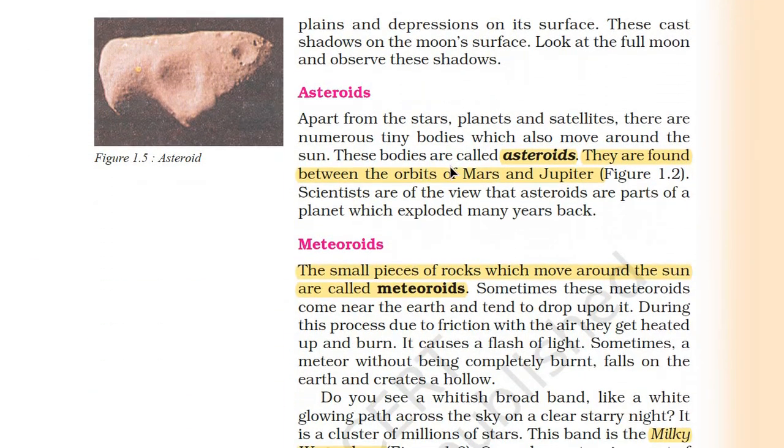Then we have 2 different terms which are often confused, asteroids and meteoroids. What are asteroids and what are meteoroids? Let's have a quick look. Asteroids are found between the orbits of Mars and Jupiter. Till Mars we have the inner planets, and from Jupiter those are the outer planets. In between Mars and Jupiter there is a huge gap, a huge stretch, and there a few bodies which revolve around the sun are called asteroids. And what are meteoroids? The small pieces of rocks which move around the sun are called meteoroids. These often come near the earth and then drop on it. This is the difference between asteroids and meteoroids.